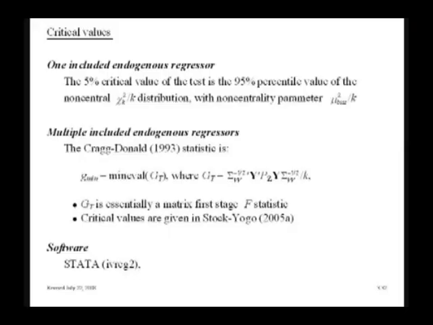And so the general version of this is something called the Craig-Donald statistic. You compute the minimum eigenvalue of essentially a matrix F statistic. So it's a matrix version of the first stage F. If you have multiple included endogenous regressors, then your first stage regression is multiple regressions, right? And so there's going to be a matrix F statistic. And then the minimum eigenvalue of that is something called the Craig-Donald statistic. Craig-Donald introduced this to test for non-identification.